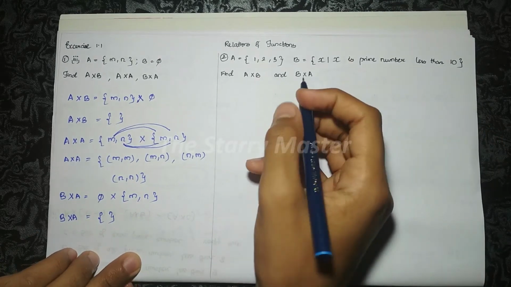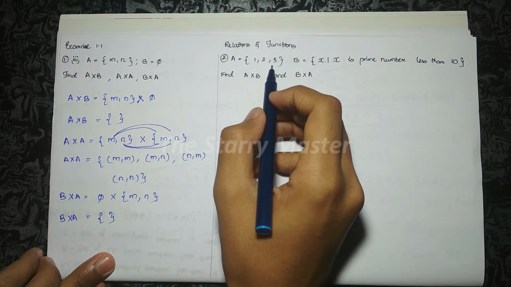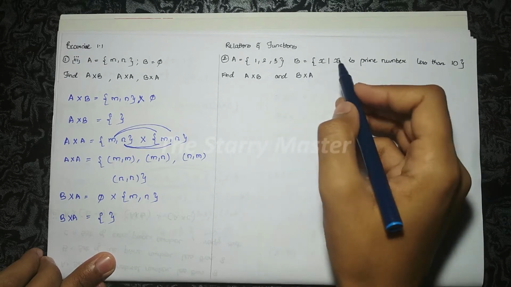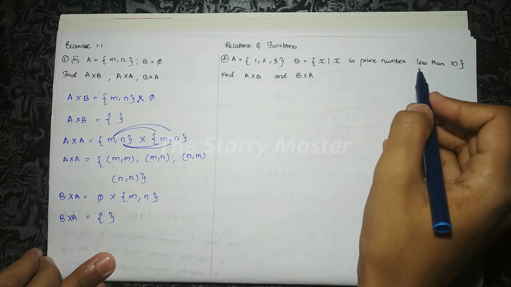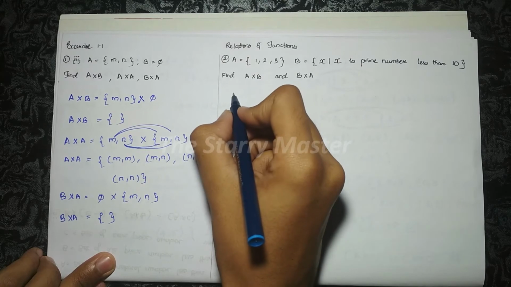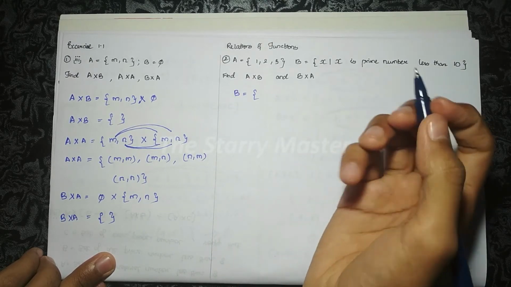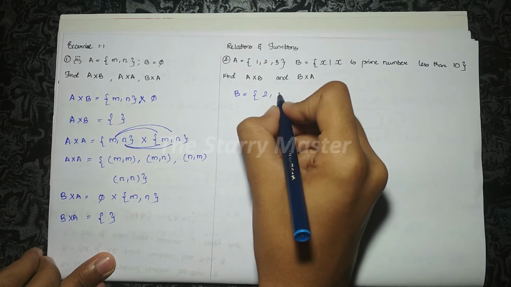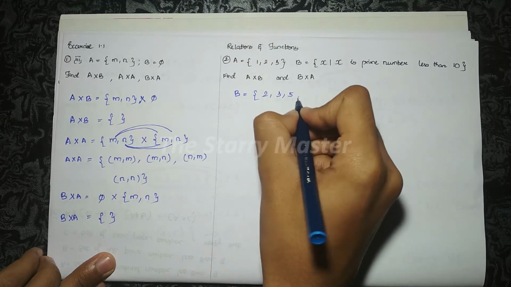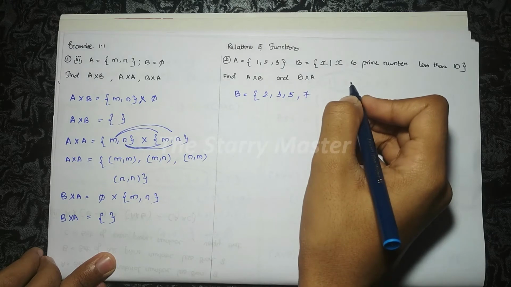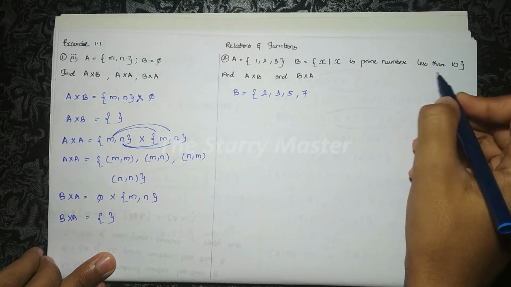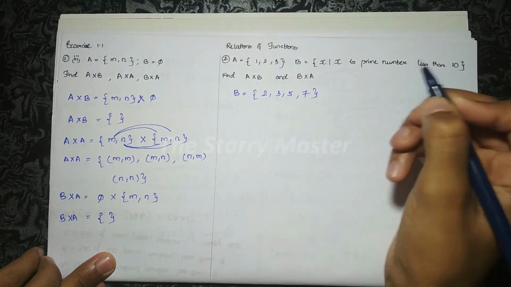Okay, let's go for the second question. The value of A is given and the value of B: B is a prime number less than 10. So the value of B is equal to the prime numbers. We all know the prime numbers are 2, 3, 5 and 7. 11 is also a prime number, but the condition is less than 10. So we have to stop here.